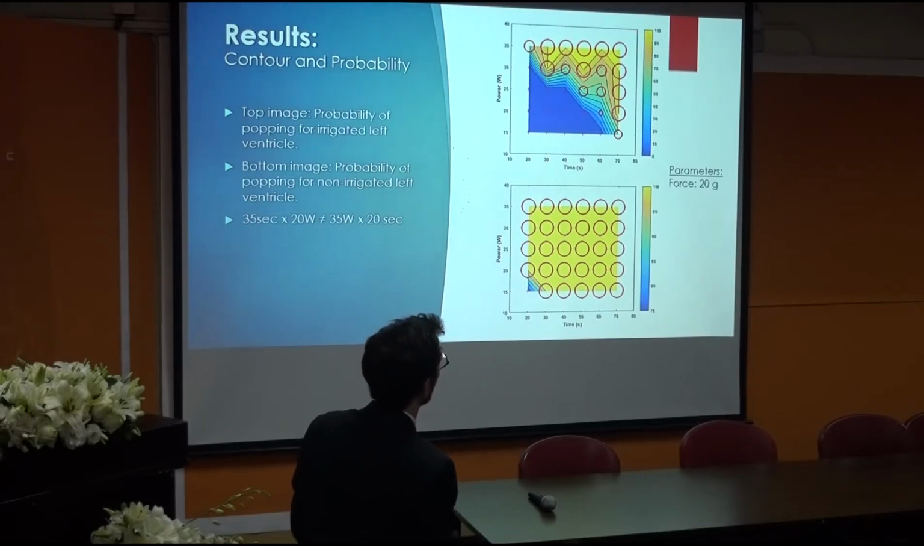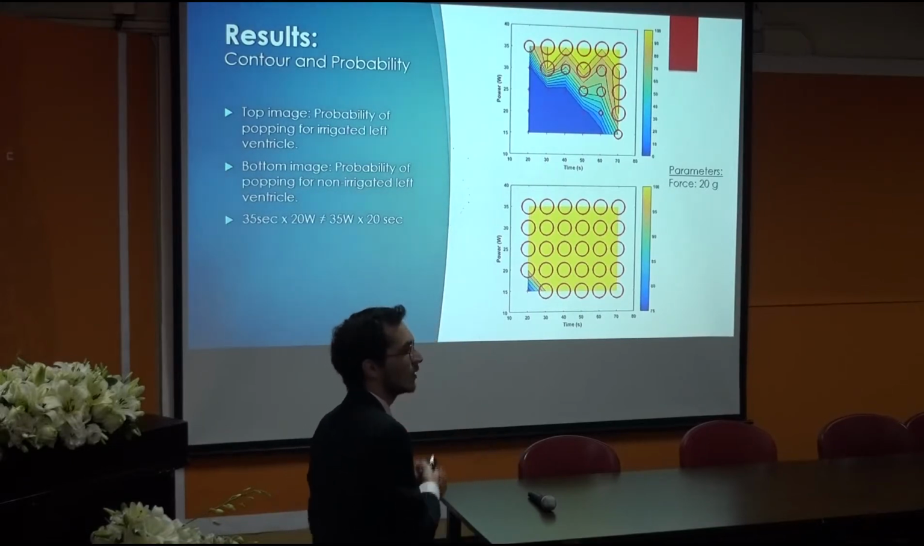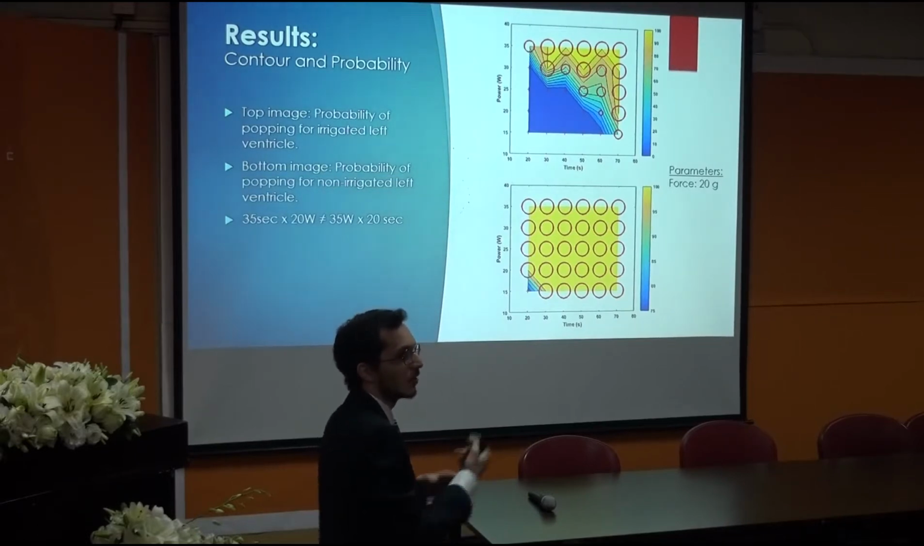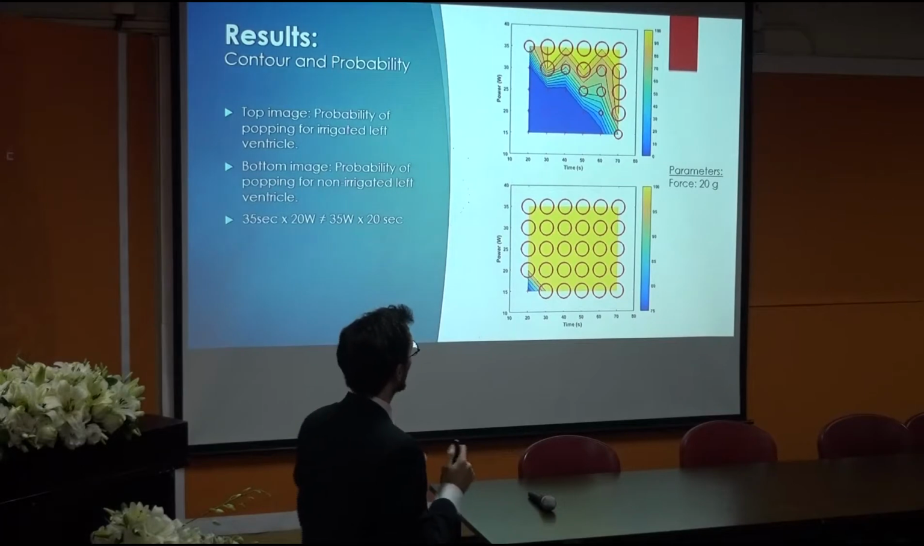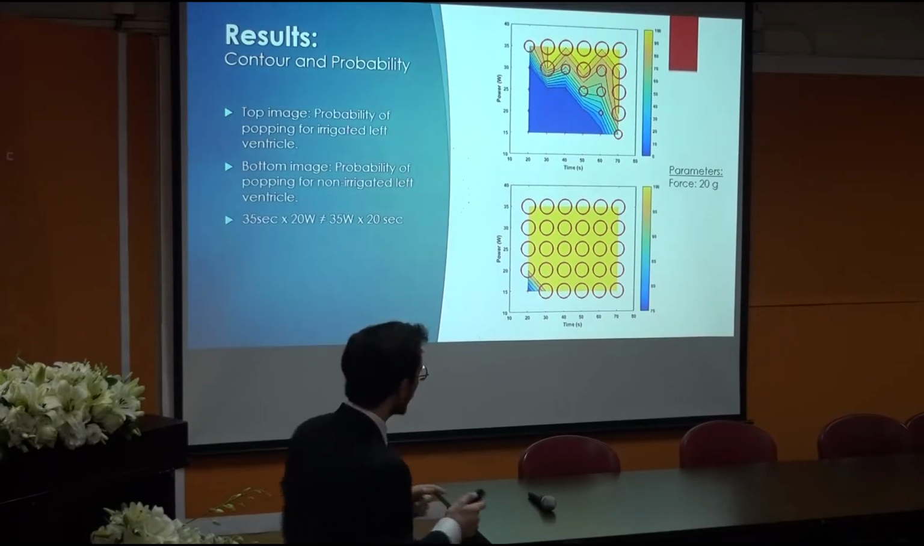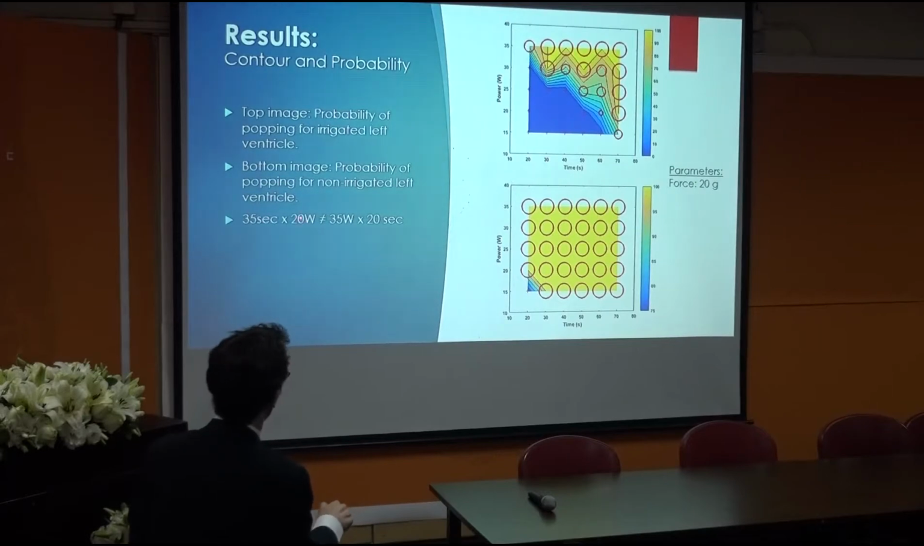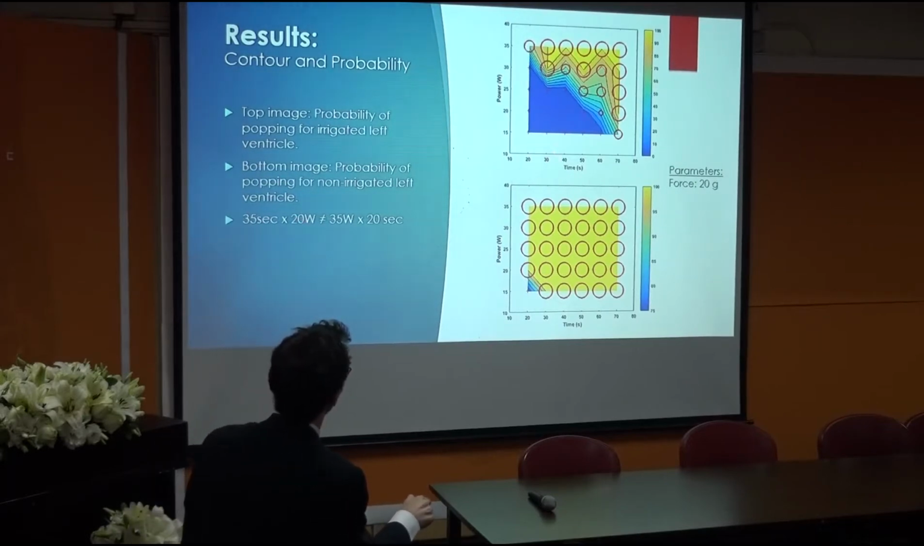What we first theorized is that the probability of popping actually depends on energy. So, for example, the higher the energy, the higher the probability of popping. However, this actually turned out not to be true. If we take an energy of 700 joules, which is for example 55 seconds and 20 watts, which would be about here, we have a 0% chance of popping.